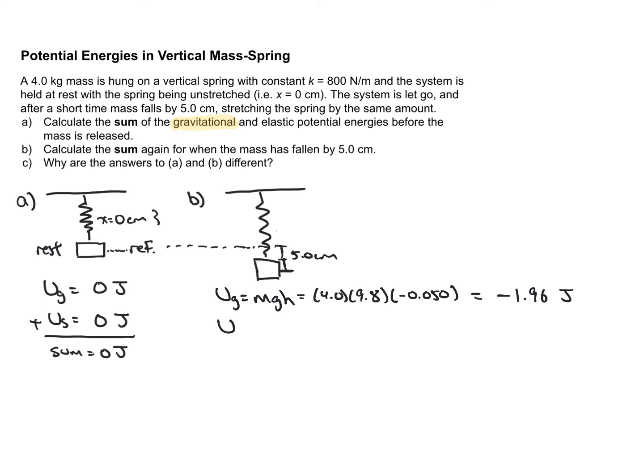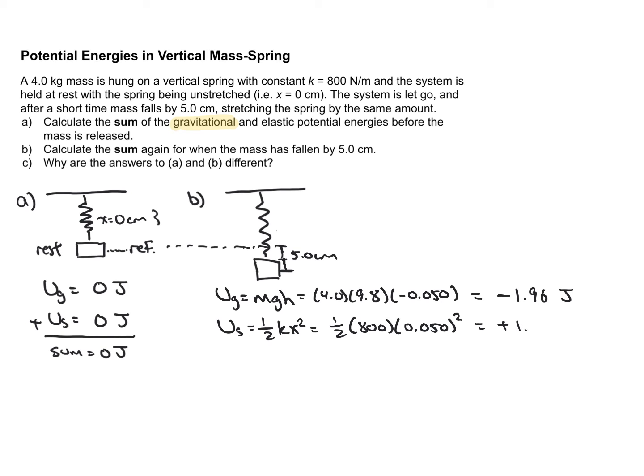Now we'll calculate the elastic potential energy. The formula is half kx squared. So that's a half. The spring constant is given as 800 newtons per meter. And how much it's stretched by is 0.050 meters. Have to square that. So I'll put that in the calculator, and I get positive 1 joule.